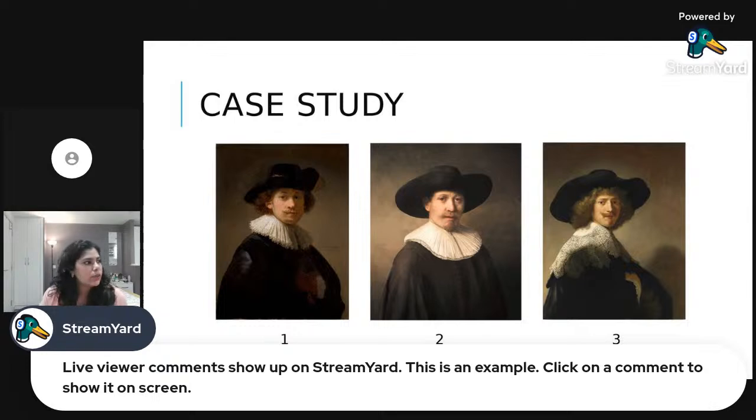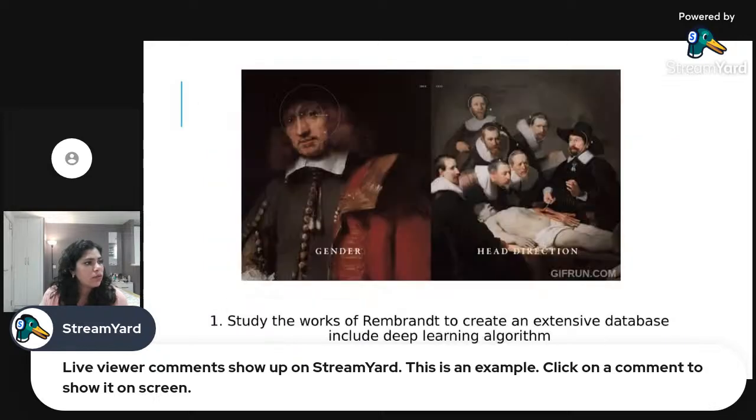So what they did was that they started looking at all the paintings, and they started studying the works of Rembrandt so that they could create an extensive database which includes a deep learning algorithm. They were looking at all the paintings and all the works of Rembrandt.